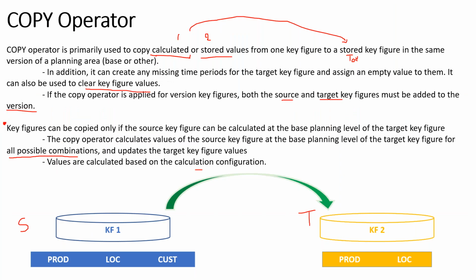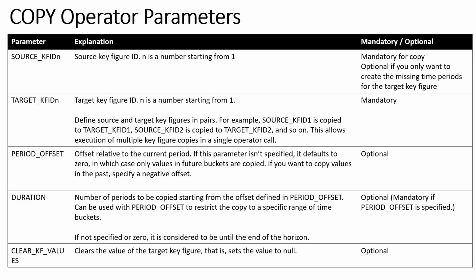So obviously it also reads the basic structure of the key figure, and then it does the calculation accordingly. So that's the thing about the copy operator, and the copy operator comes in handy when, as I told, there's a lot of calculation happening in one key figure, and then you want to transform those values into another key figure.